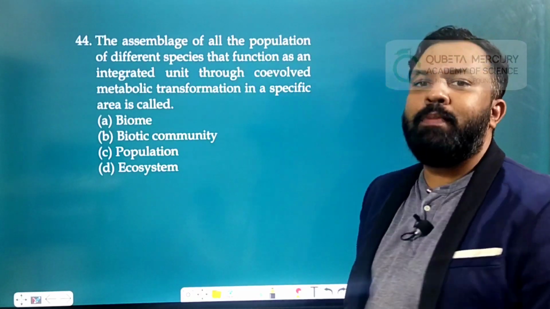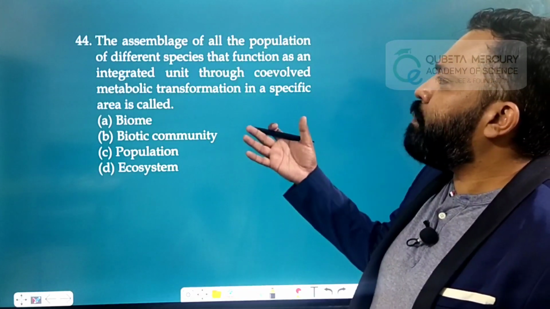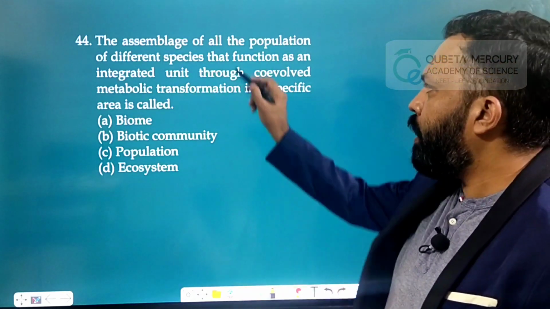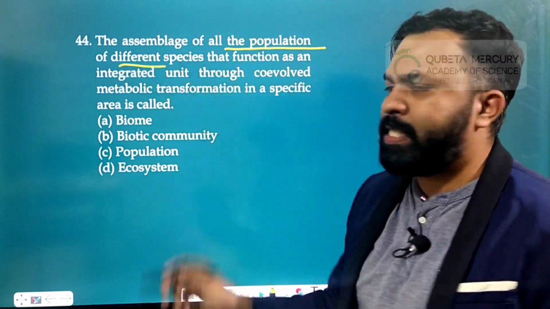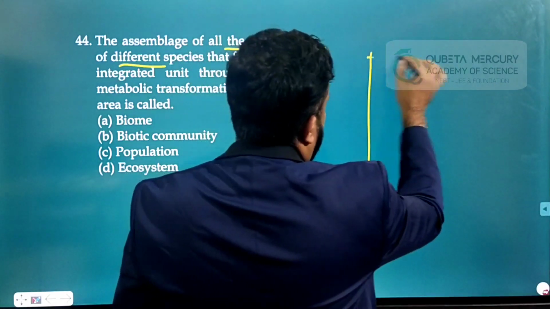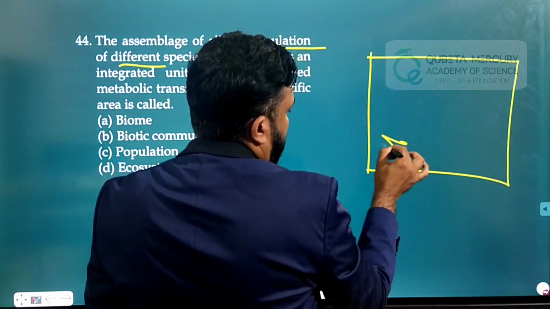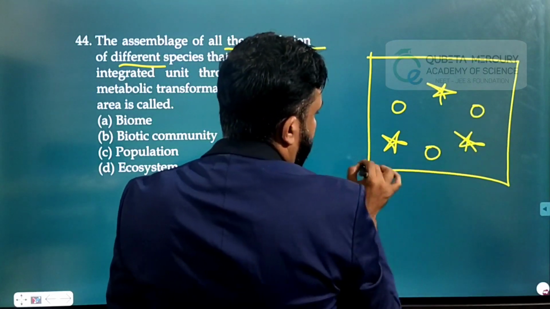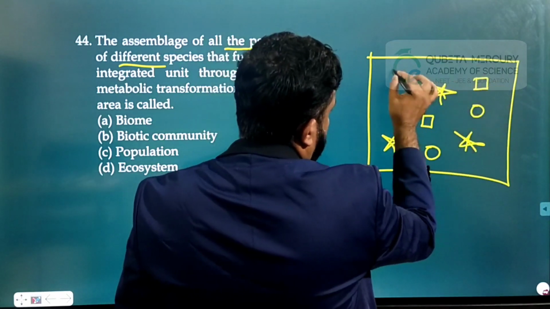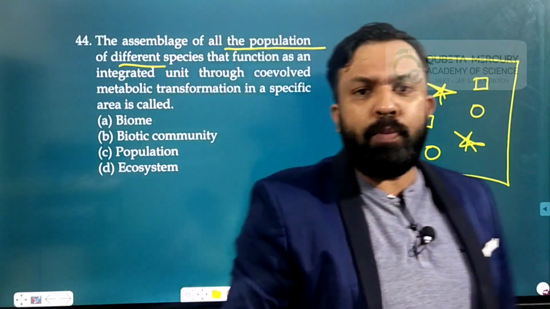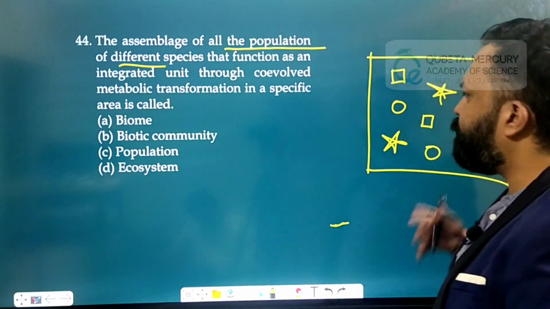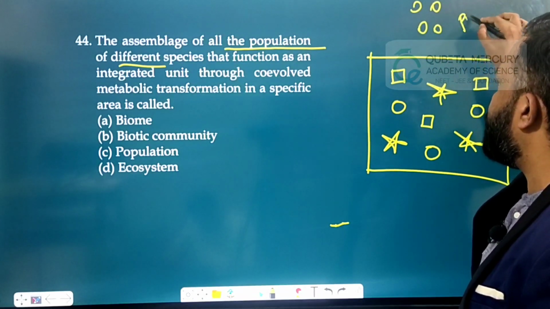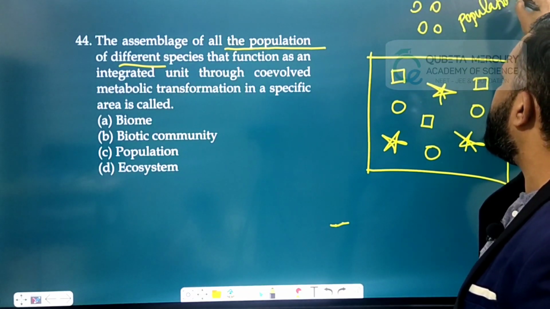Question number 44 is here. The assemblage of all the populations of different species, that means different species, different populations. One population is represented like this, yet another as this, or else another population as this. So a group of different populations, a group of different species are here. The group of the same species is said to be the population.